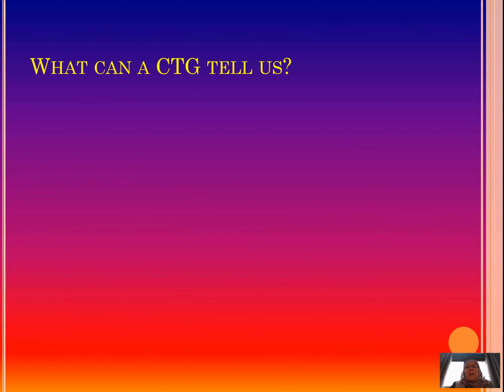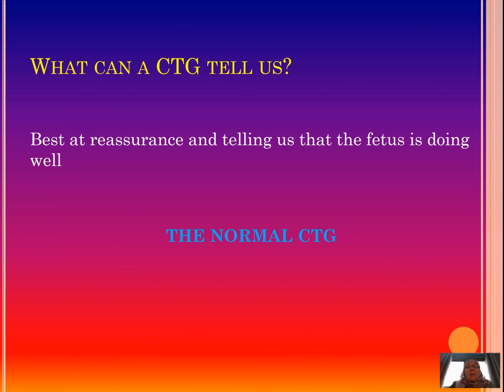But what can a CTG tell us? We have said already a CTG looks at fetal well-being, but what is it that a CTG can tell us? Actually, the best thing a CTG can tell us is when the CTG is normal, meaning that abnormalities can have very many causes, and the CTG does not point us towards the cause. It just tells us there's something not quite right here, and actually nearly 90% of babies are absolutely fine even if they have abnormal CTGs.